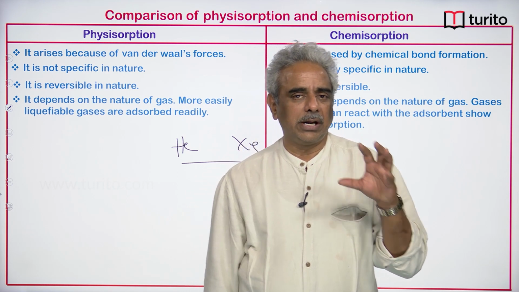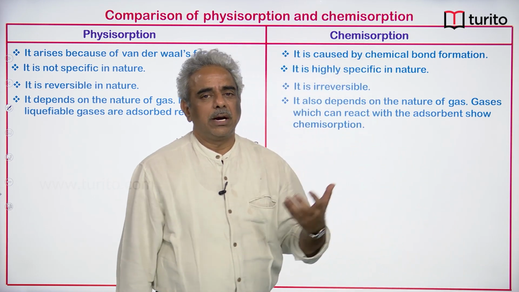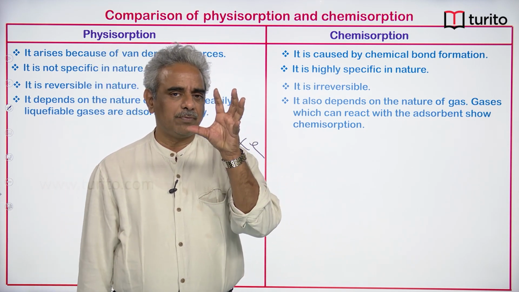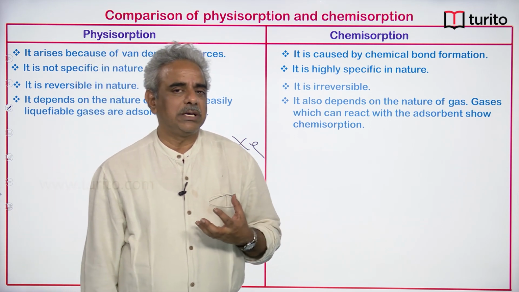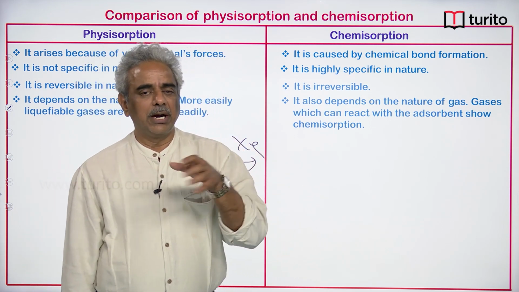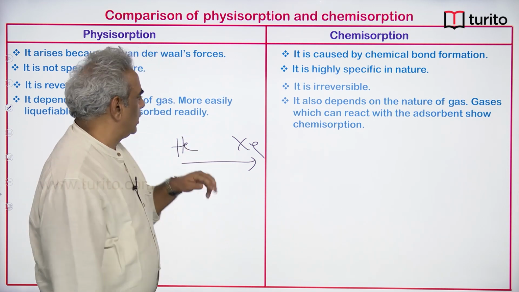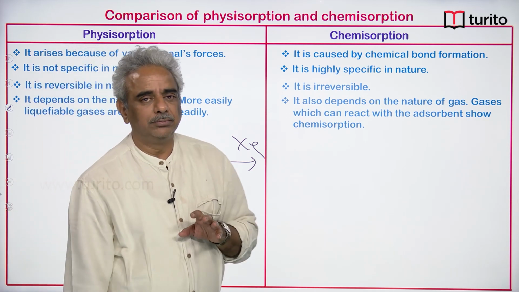Under a given set of temperature and pressure conditions, helium has a greater rate of diffusion than xenon, and that shows a tendency for them to be condensed. So, who will show a better condensing tendency? Xenon, under a given set of conditions. One more thing you should remember, more easily liquefiable gases are more easily adsorbed.